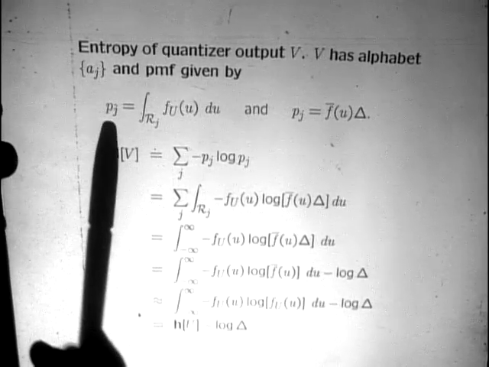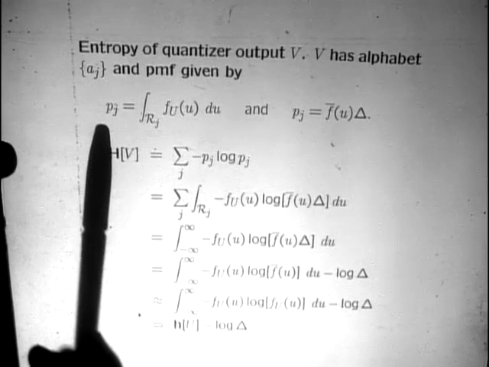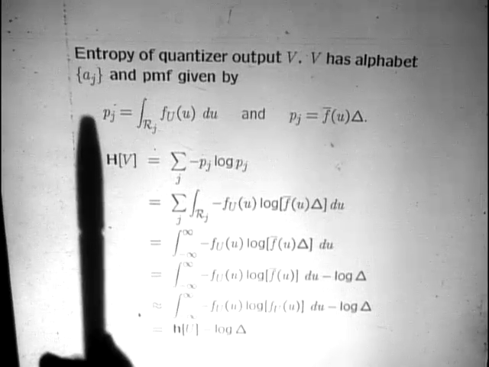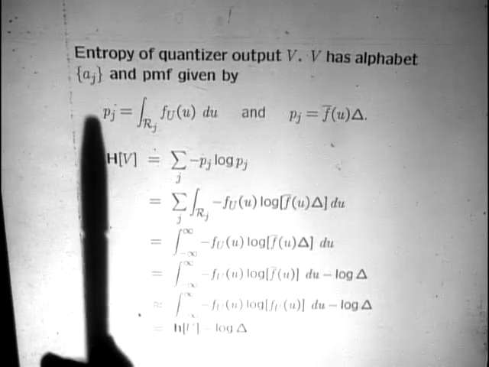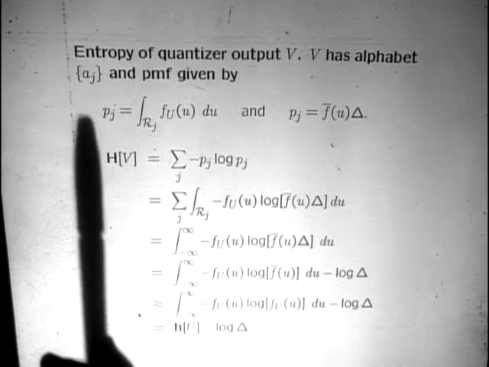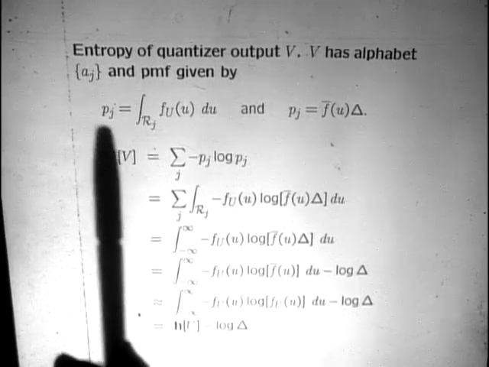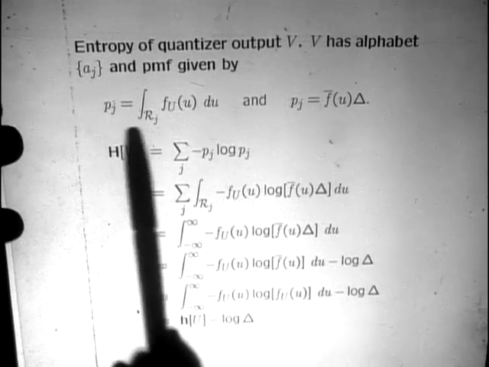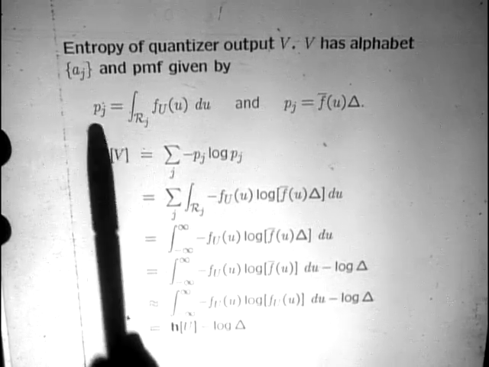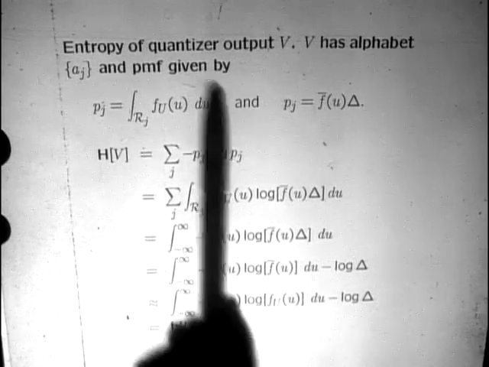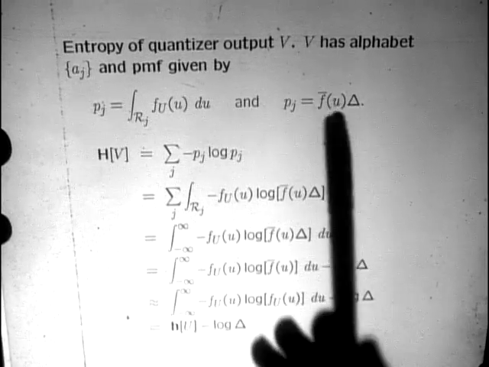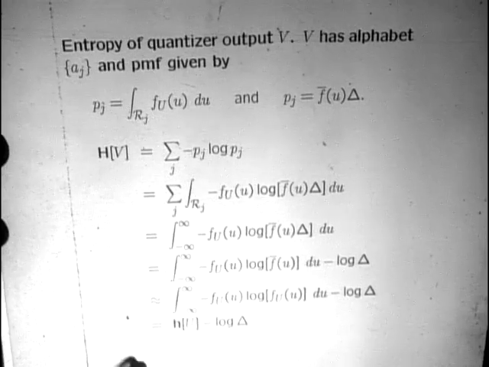Okay, I'm going to look at the probabilities of each of these discrete points now. P sub j is the probability that the quantizer will get the point A sub j. In other words, it's the probability of the region R sub j. And that's just the integral of the probability density over the jth region. Namely, it's the probability of being in that jth region. P sub j is also equal to this average value times delta.